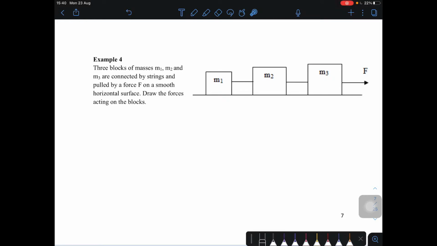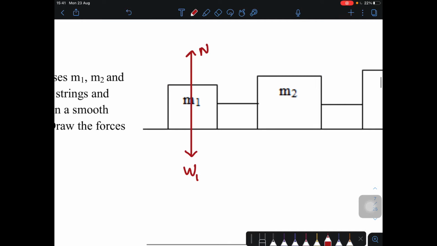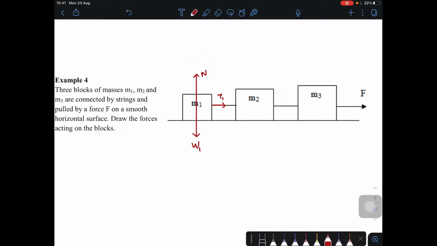Okay, so now we have 3 blocks, M1, M2, M3. 3 blocks means 3 FBDs. We will look at each of these and identify them. The most basic is the weight force going downward, since it is on a surface. So we have the normal force. And on the right side you can see it is connected to a string, so there will be a tension force which is away from the object.